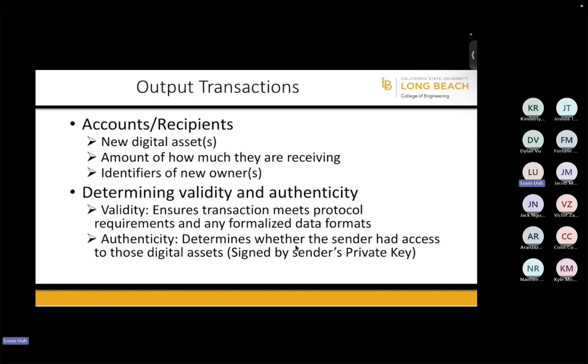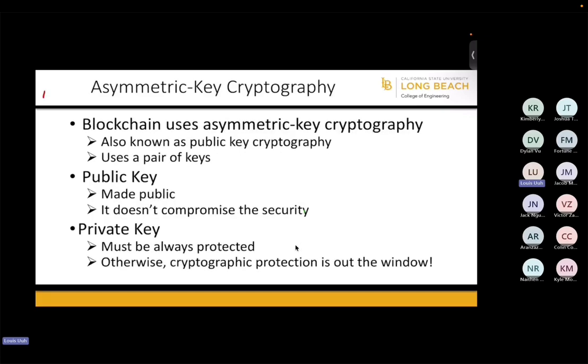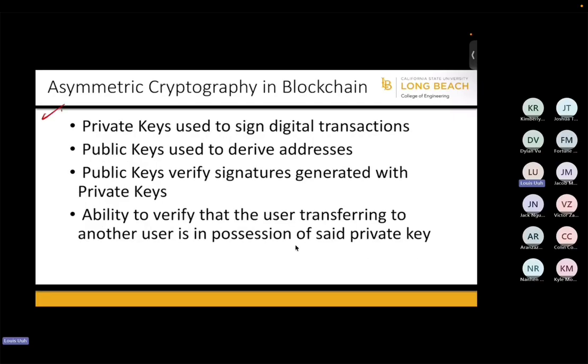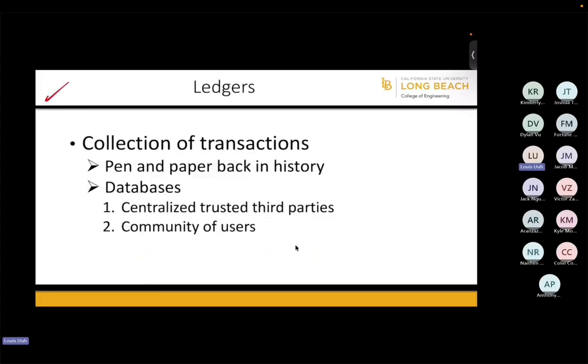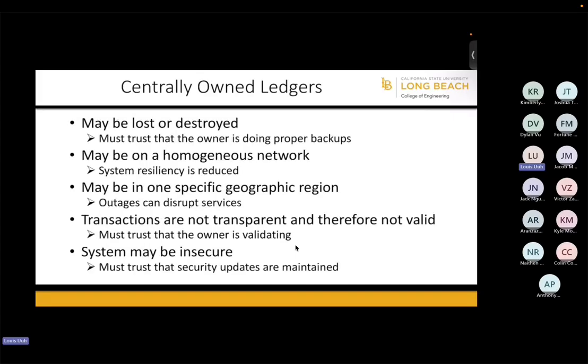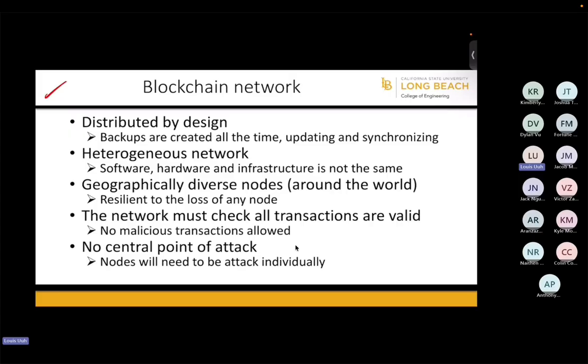Input transactions will be in there. Output transactions will be in there. Asymmetric key cryptography absolutely will be a huge part of your exam. Yep, asymmetric. Addresses and address derivation will be in there. Again, ledgers: the difference between centrally owned ledgers and the blockchain network. What's in a block?